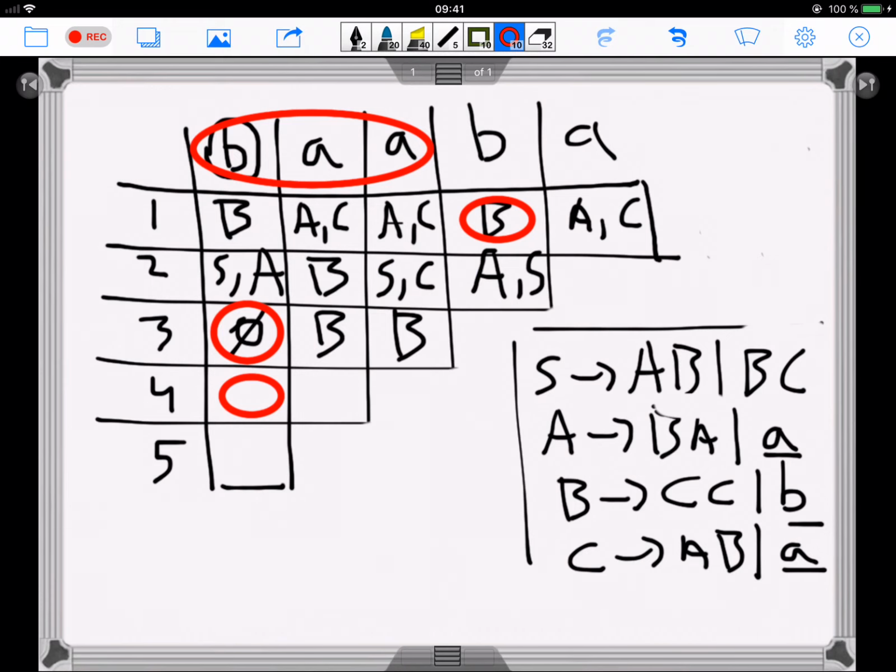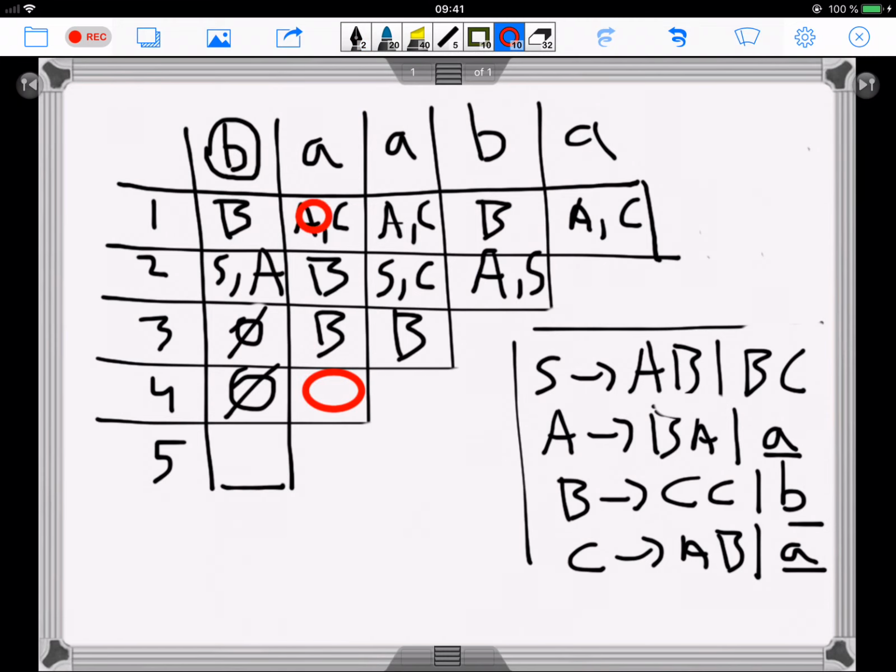Okay, so it means that we cannot generate this first part, so then we cannot generate that part together with also this part. Okay, so again we don't get any variable for this cell, so it's empty. Okay, let's see what happens with this cell.